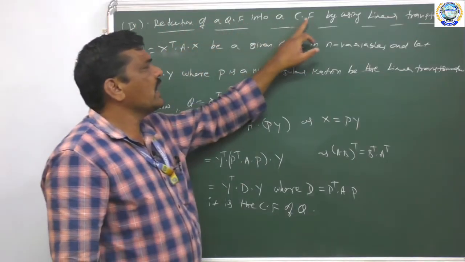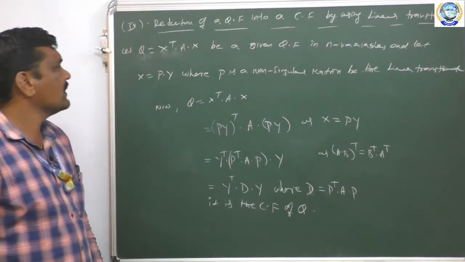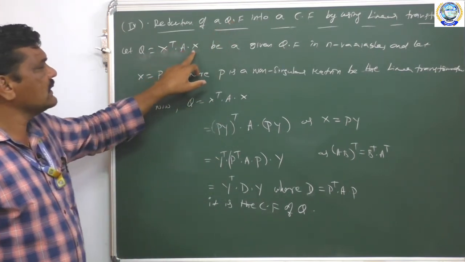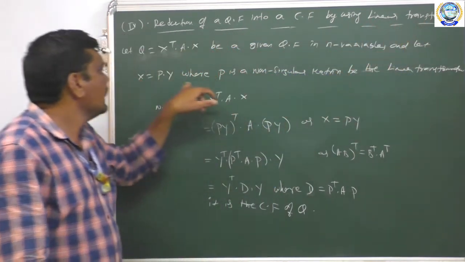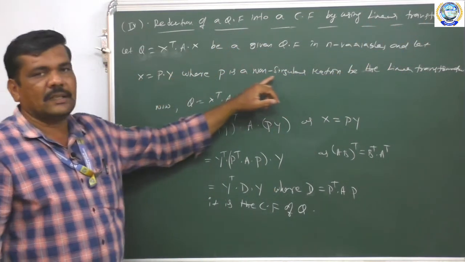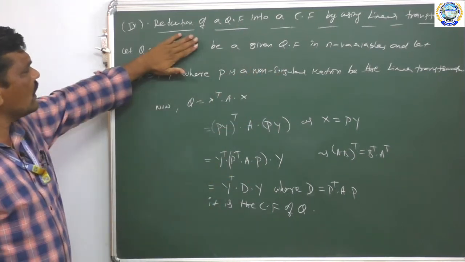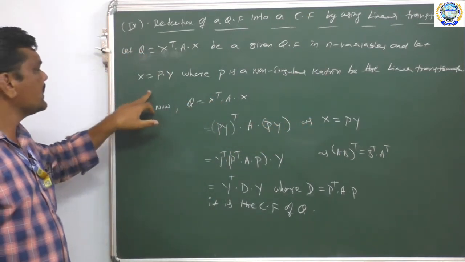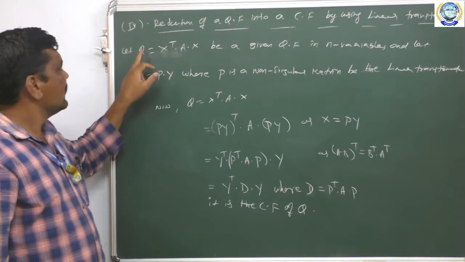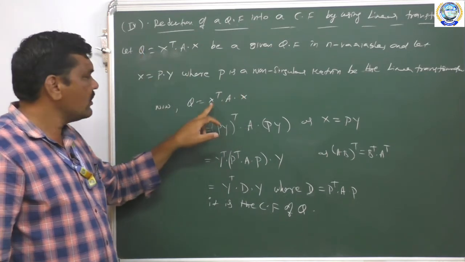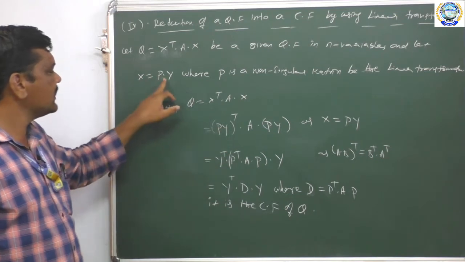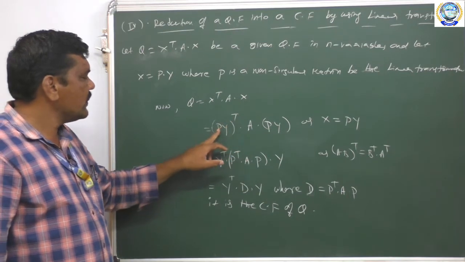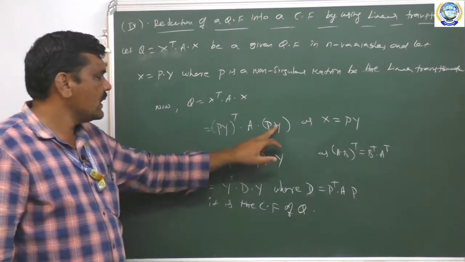Reduction of a quadratic form to canonical form by using linear transformation. First, let us take the quadratic form Q is equal to x transpose Ax, and let the given transformation be x is equal to Py. Here P is non-singular. Now, to reduce this quadratic form into canonical form by using the given linear transformation x is equal to Py, for this, Q is equal to x transpose into Ax. Here we write x is equal to Py as Py whole transpose into A into Py. This is equal to y transpose into P transpose A into P into y.